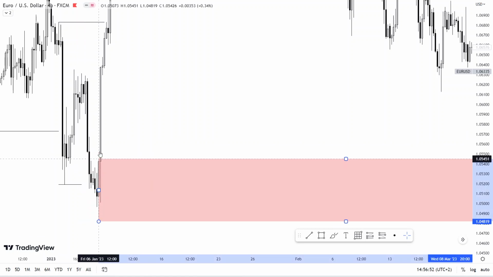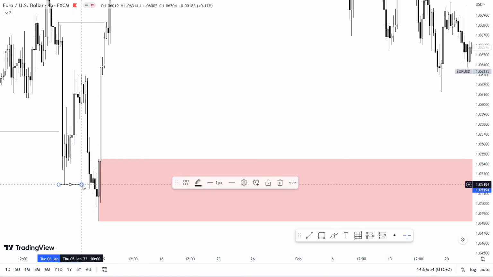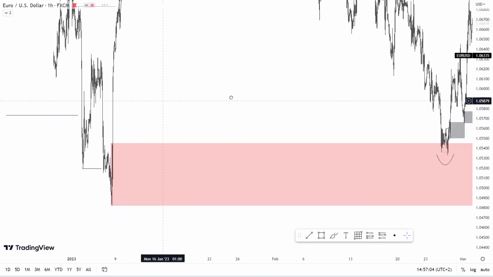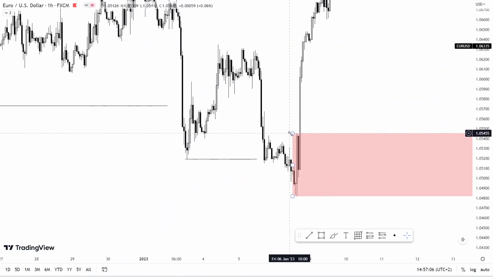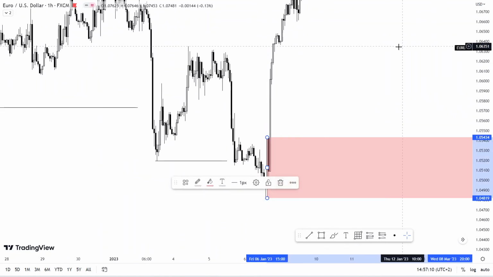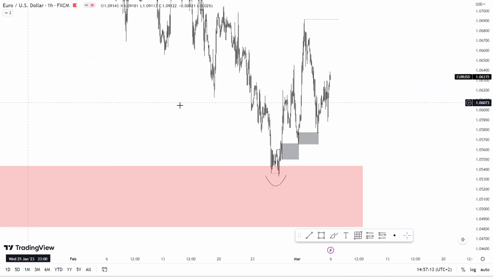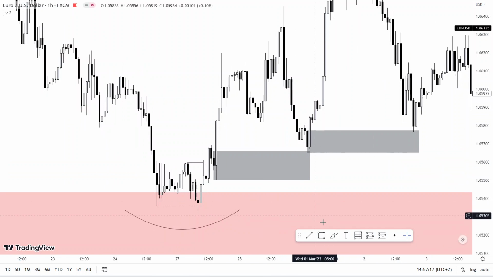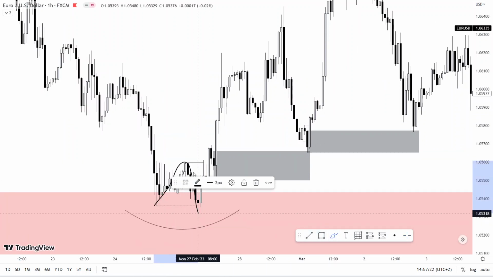Actually, this is how it happened here, right? Going to go to the 1 hour and then refine it a little bit. So on the 1 hour, still the same thing, almost the same thing though. So fine. We got the reaction from here. We got that reaction, which created this change of character right here.